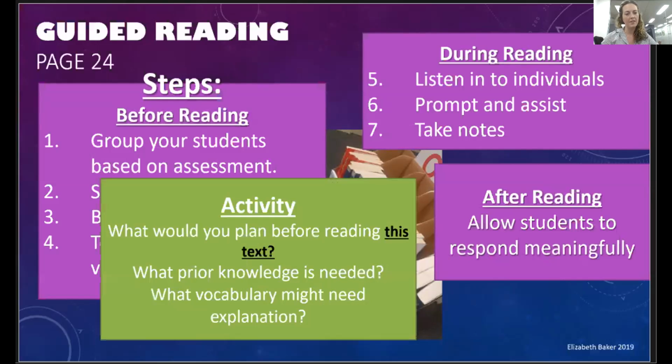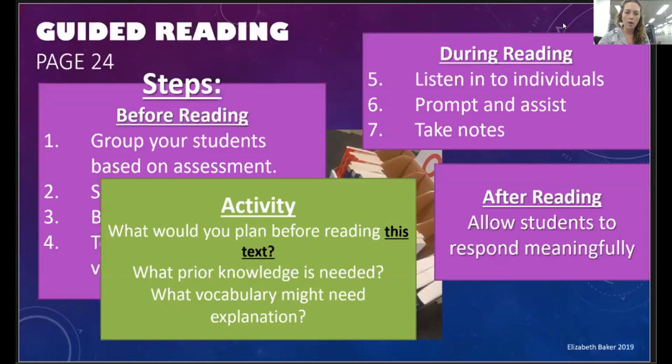We're going to do a little activity now, which is that I'm going to show you a text, and I want you to think about what prior knowledge might be needed if that was going to be a guided reading text, if you were going to get a group of students to read this, and what vocabulary might need explanation before students were to read it.